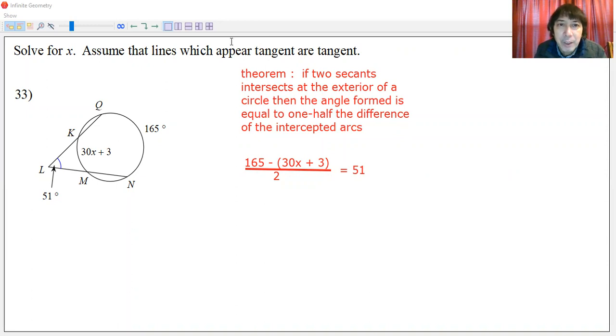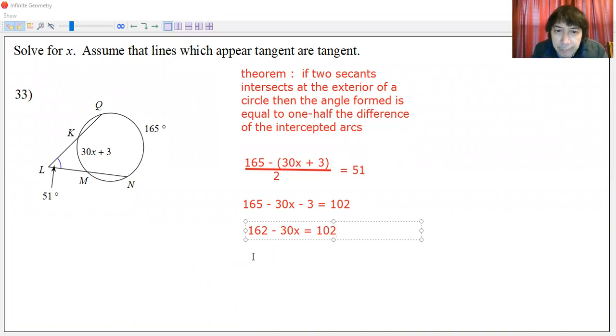So multiply both sides by 2. This will be 165 minus 30x minus 3, equal to 102. Multiplying both sides by 2 and at the same time removing the parentheses, this will be the next simplified version. Combining like terms, this will become 162 minus 30x, equal to 102.